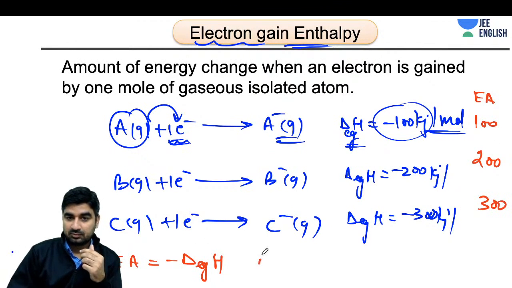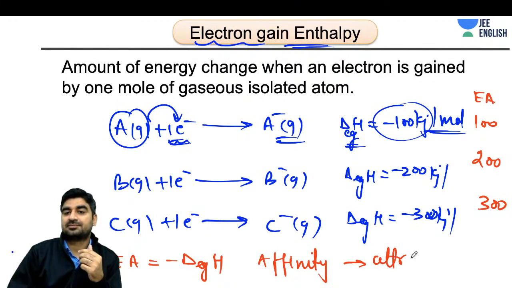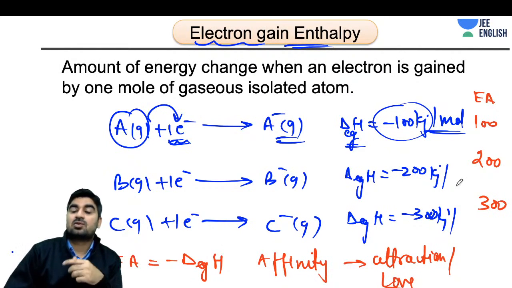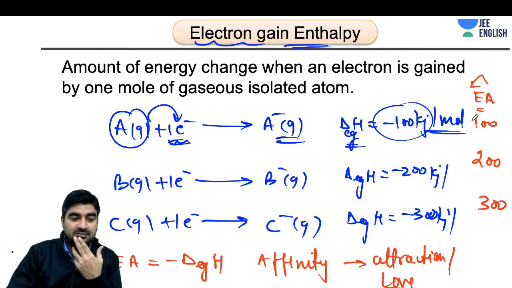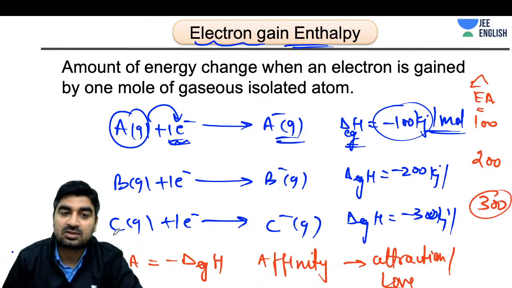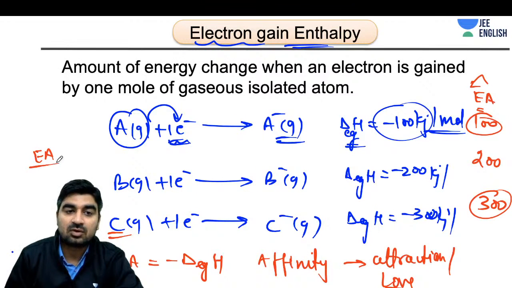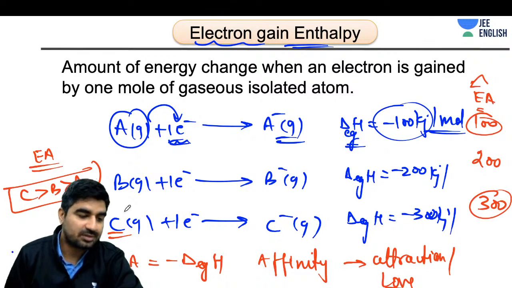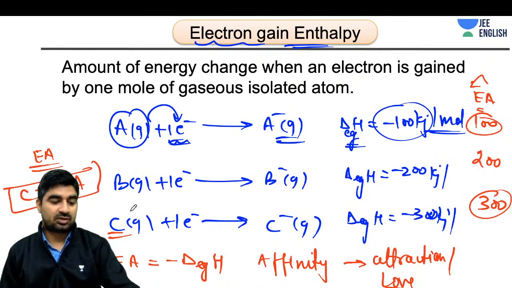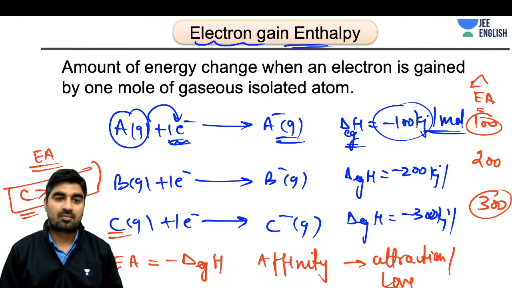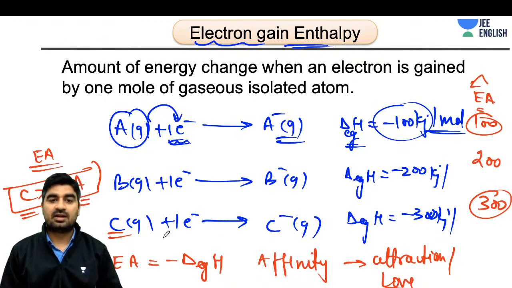So what do you mean by affinity? Affinity means attraction, or affinity means love. So electron affinity means love for, or affinity for, electron. So electron affinity is maximum for this case and minimum for this case. So electron affinity order will be C, then B, then A. Got it? Electron affinity order will be this. Any doubt?